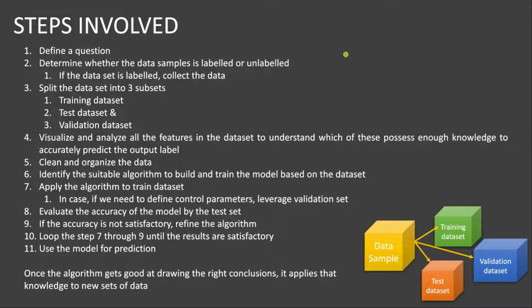Then we apply the algorithm to train on the dataset. If we need to define control parameters, we leverage the validation set. Finally, we evaluate the accuracy of the model using the test set. If the accuracy is not satisfactory, we keep refining the algorithm by looping through steps 7 through 9 until the results are satisfactory. When the results are satisfactory, we use that model for prediction. Once the algorithm gets good at drawing the right conclusions, it applies that knowledge to new sets of data.